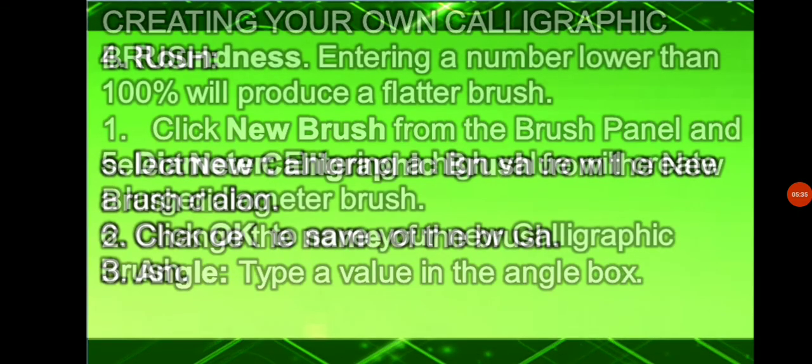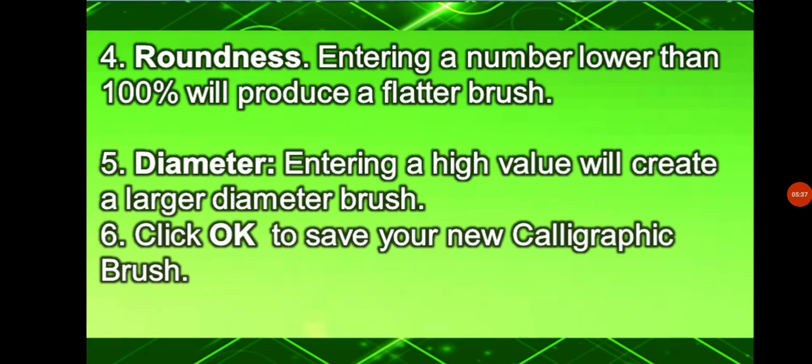The fourth one is the roundness. Entering a number lower than 100% will produce a flatter brush. Setting the variations to random with high value will create more variations in the roundness of the brush. 5 is diameter. In diameter, entering a high value will create a larger diameter brush. And click OK to save your new calligraphic brush.